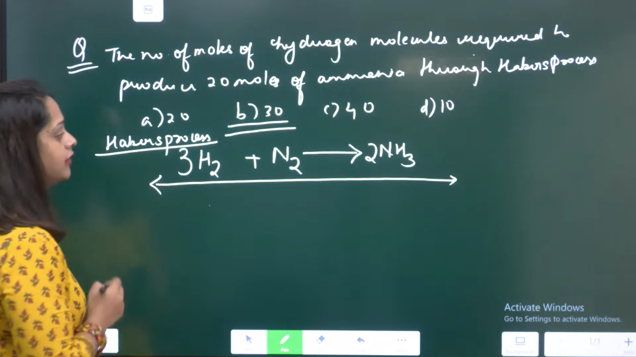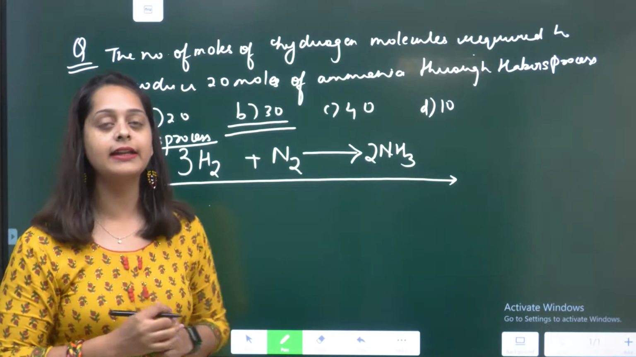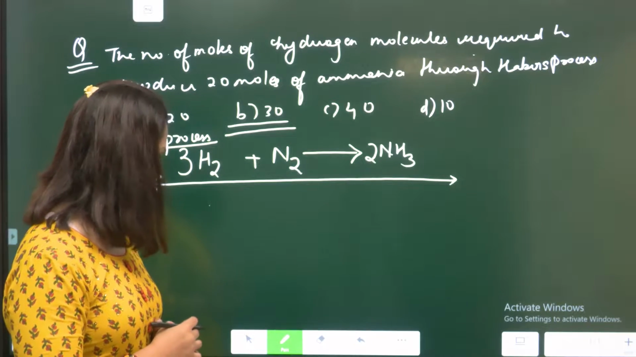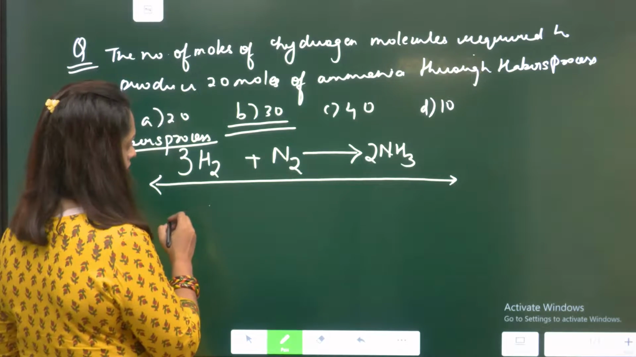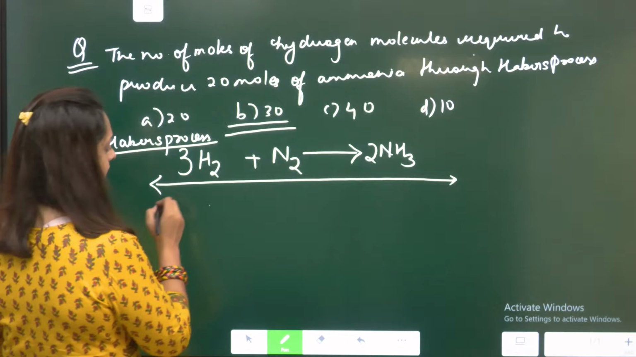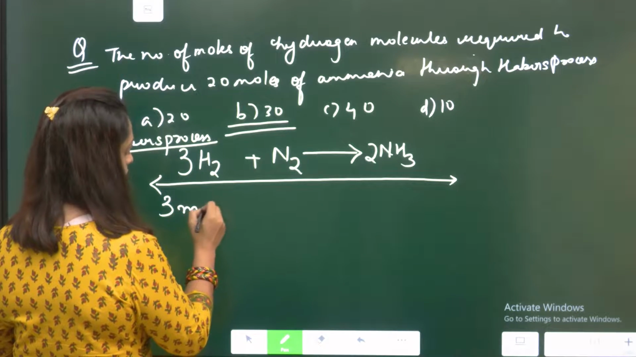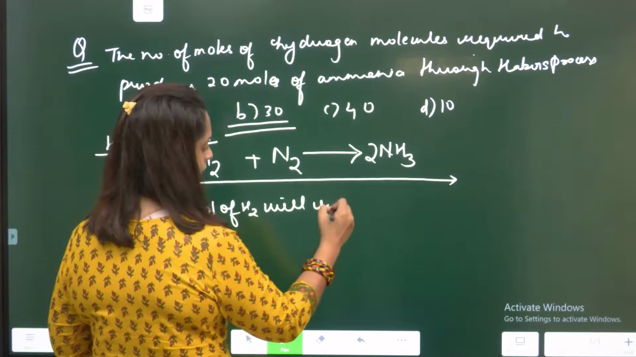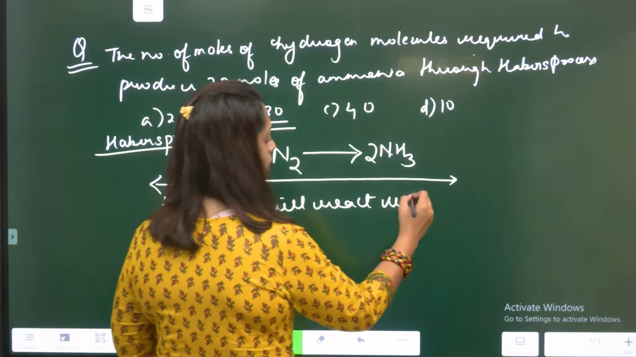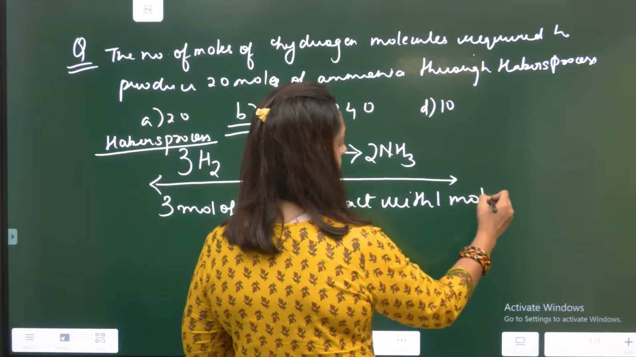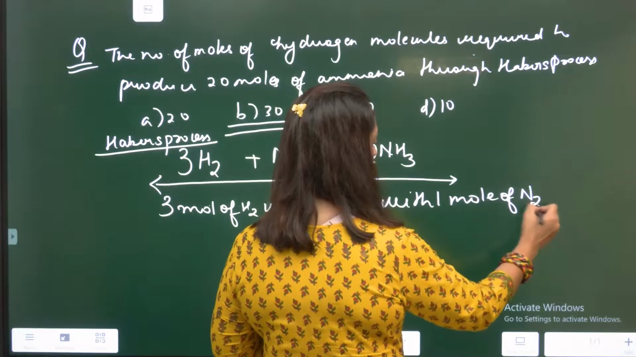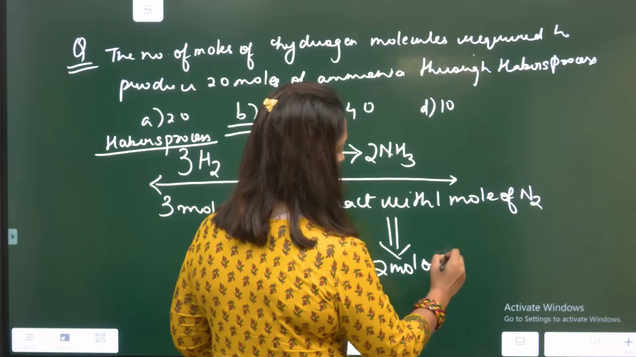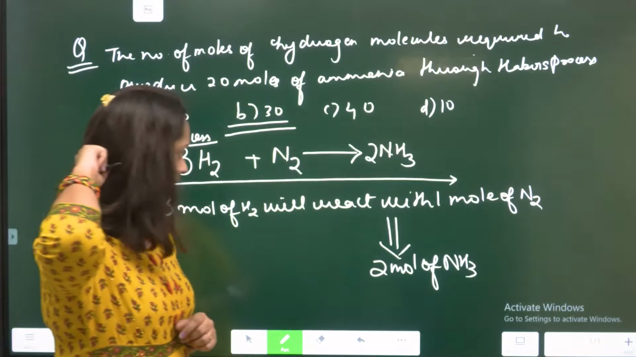So what can I infer from this? What are the inferences I can make from this? 3 moles of hydrogen are required to form 2 moles of ammonia. So basically what I can infer is that 3 moles of hydrogen will react with 1 mole of nitrogen to produce how much? 2 moles of ammonia. Right? That is what I infer from the equation.